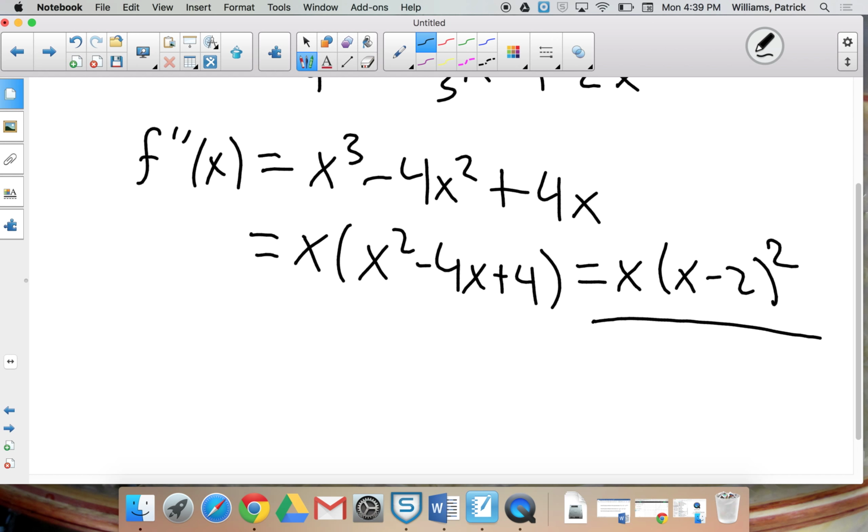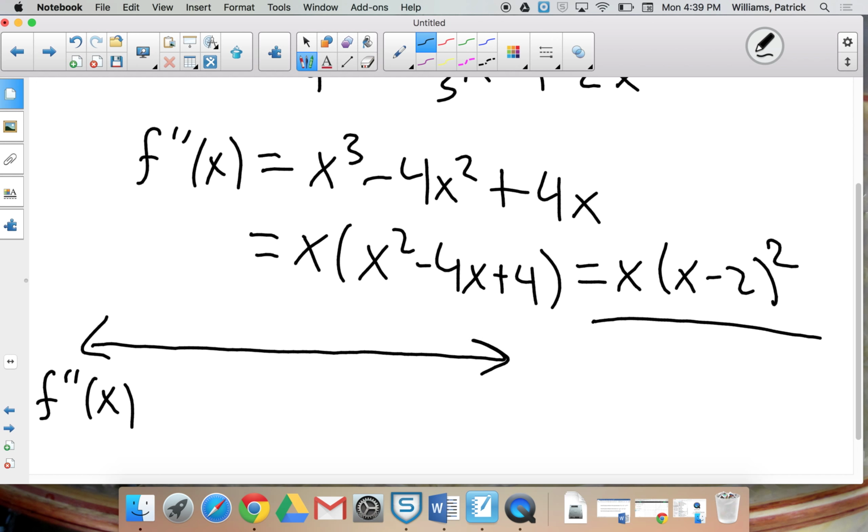So pause the video. All right, if you gave it a shot, hopefully you tried kind of the same thing we did when looking for extreme values, where we look at a number line. In this case, we want to find where the second derivative is equal to 0. That's going to be at x equals 0 and at x equals 2. So we'll put those 2 points on our number line.